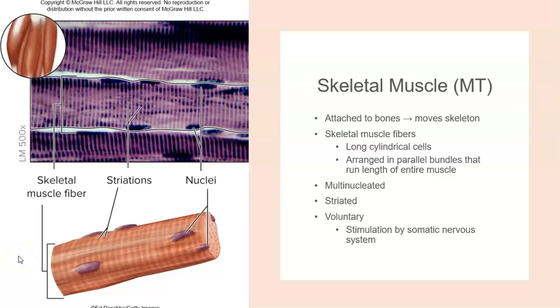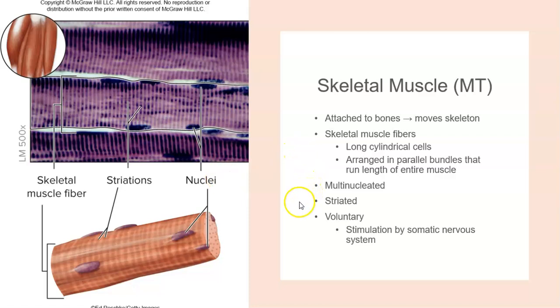So as mentioned in our overview, skeletal muscle is attached to bone. When those muscles contract, it moves the skeleton, which moves your body. Skeletal muscle fibers are very long cylindrical shaped cells that are arranged in parallel bundles that run the entire length of a muscle. They are multinucleated, which means they have more than one nucleus. They are striated in appearance. As you can see, they look like they're striped. So each one of these long purple things is a muscle cell, also called a muscle fiber. So these are very large cells.